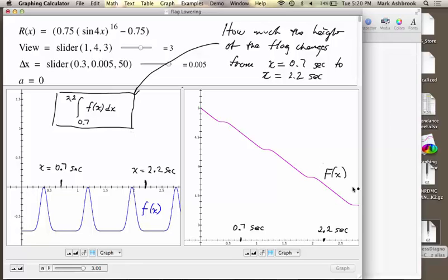But we can also use this function to calculate that amount of change. And what is this function? What does the output of this capital F function tell us? What's that? Just the height of the flag at time x, right? The height of the flag. So if we want the change in height starting at 0.7, ending at 2.2, how can we use this function to do it?